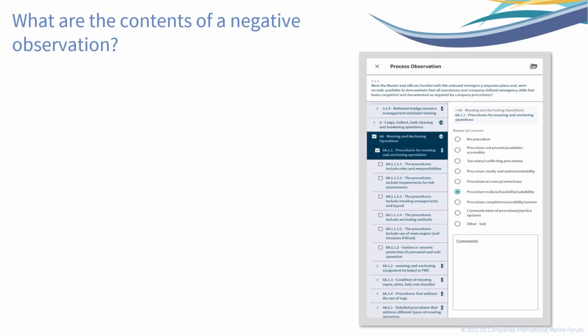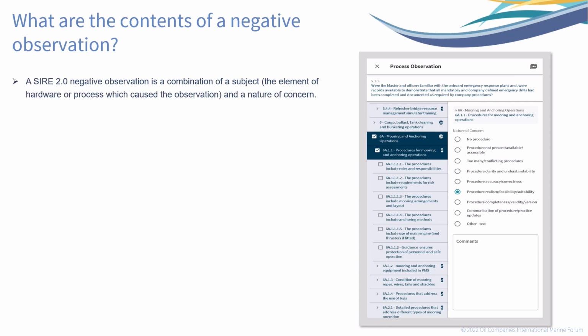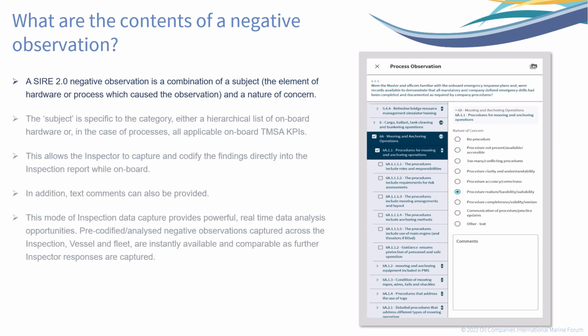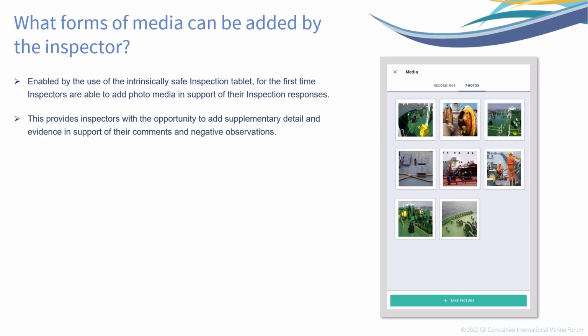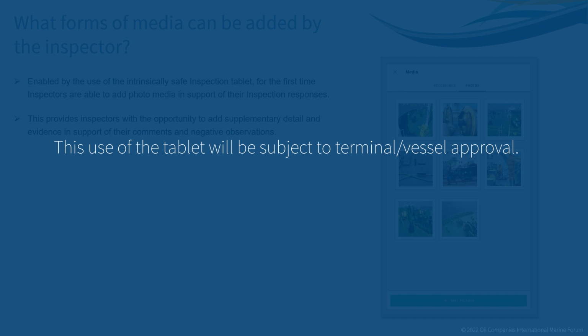The contents of a negative observation. A negative observation made in SIRE 2.0 is a combination of a subject of concern and a nature of concern. Subject of concern (SOC) is a term used within the Inspection Editor application to identify what is being reported on. Nature of concern (NOC), a term used within the Inspection Editor application to identify what has been observed. The use of the eXproof tablet allows the inspector to take and provide photographic verification to support their findings. This use of the tablet will be subject to terminal vessel approval.